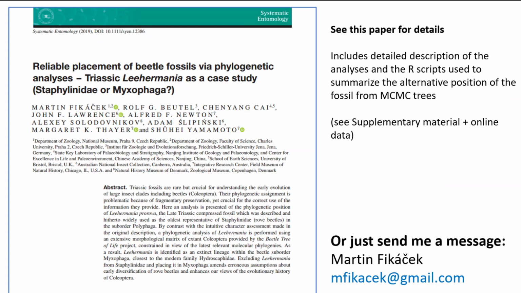So all these things about the methods are summarized in this paper. You can go to the supplementary materials if you want the guidelines or step-by-step tutorials for how to do the analysis, both the maximum parsimony and the Bayesian one. Or you can message me at any moment. I can help you if you want to try.